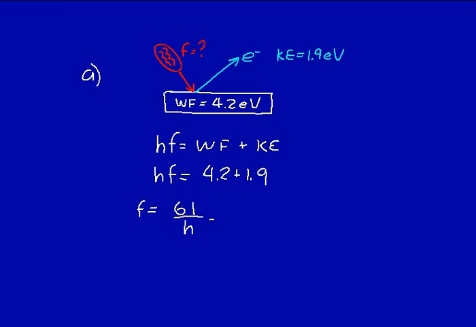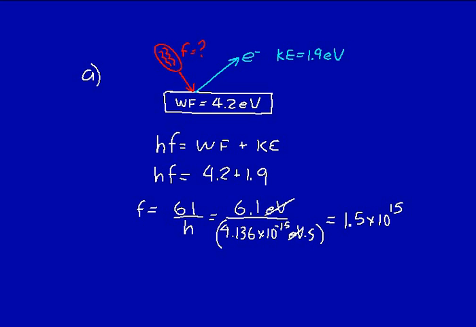over h, and we'll have to use Planck's constant in electron volt seconds, 4.136 times 10 to the minus 15 eV times seconds. Our numerator is in electron volts, so the electron volts are going to cancel. We end up with 1.47, or about 1.5 times 10 to the 15 hertz. That's the frequency of this electromagnetic radiation.